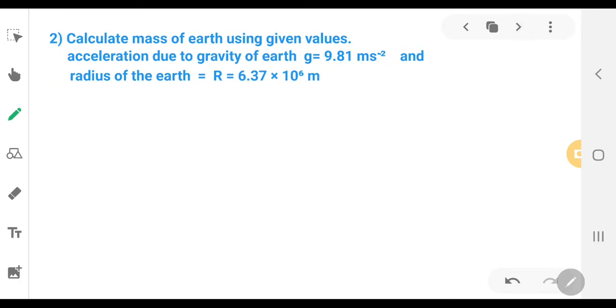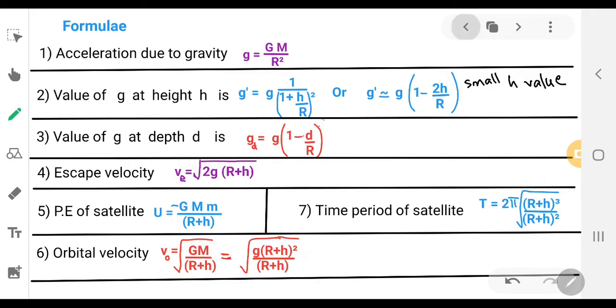The second question is: calculate the mass of earth with the given values. So what are the given values? They have given the acceleration due to gravity value and the radius of the earth. Only these two quantities they have given, acceleration due to gravity and the radius of the earth. So with these two values, which equation can we use among these?